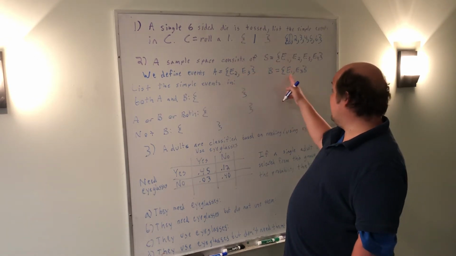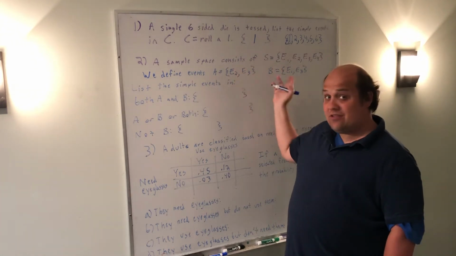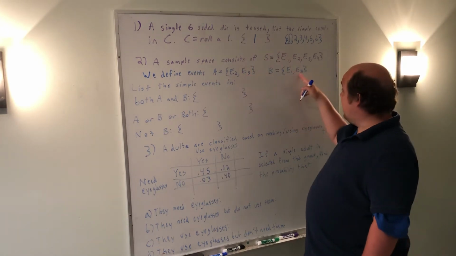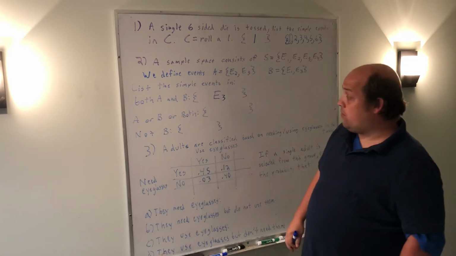E2 occurs in A, it doesn't occur in B. E1 occurs in B, it doesn't occur in A. So neither of those count. The only thing that counts is E3 because it appears both in A and in B. So for both A and B, it would be E subscript 3.